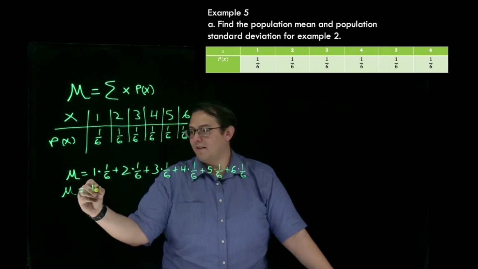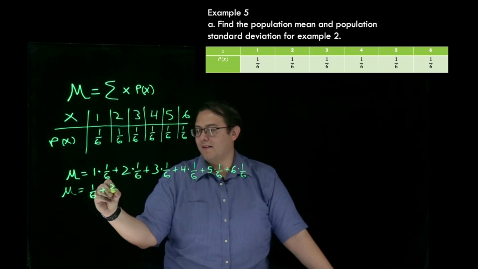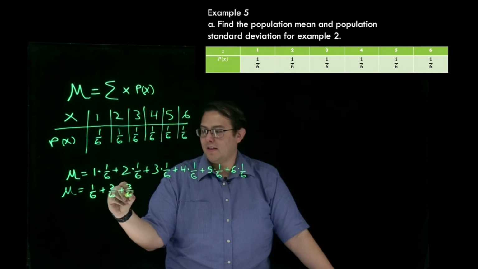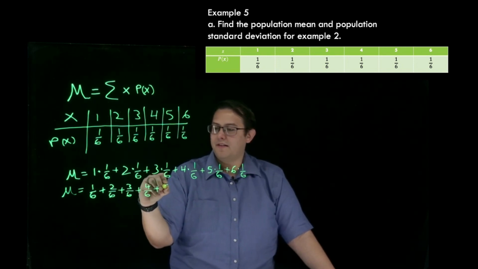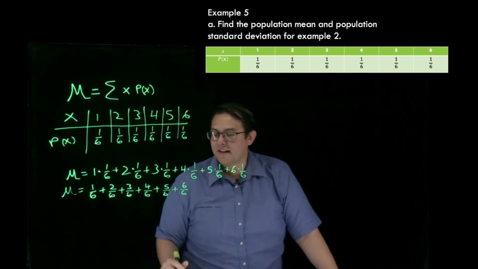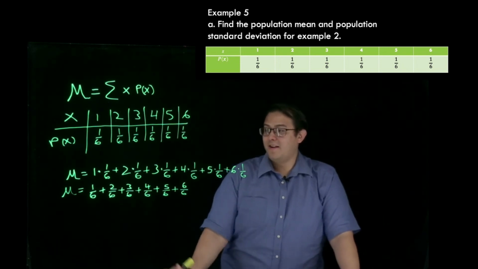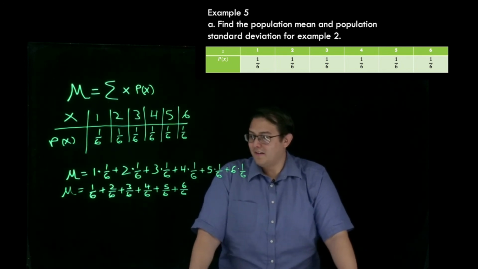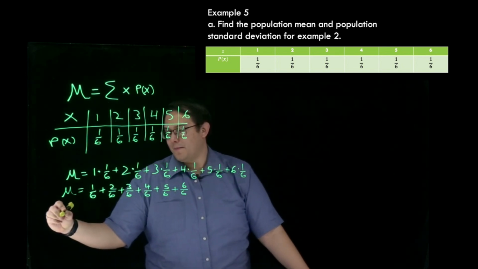So here you get 1/6 plus 2 times 1/6 is 2 out of 6 plus 3/6 plus 4/6 plus 5/6 plus 6 out of 6. Note that I'm not simplifying any of the fractions because they already have a common denominator, and I don't want to refine that common denominator. So only simplify at the very end. All right. So now we got to add all this stuff up.